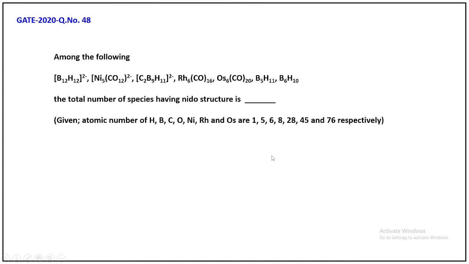In this video, I will be discussing GATE Chemistry 2020 question number 48. Among the following, B12H12 2 minus, Ni5CO12 2 minus, C2B9H11 2 minus, Rh6CO16, Os6CO20, B5H11, B6H10, the total number of species having nido structure is? Given atomic numbers of hydrogen, boron, carbon, oxygen, nickel, rhodium and osmium are 1, 5, 6, 8, 28, 45 and 76 respectively.